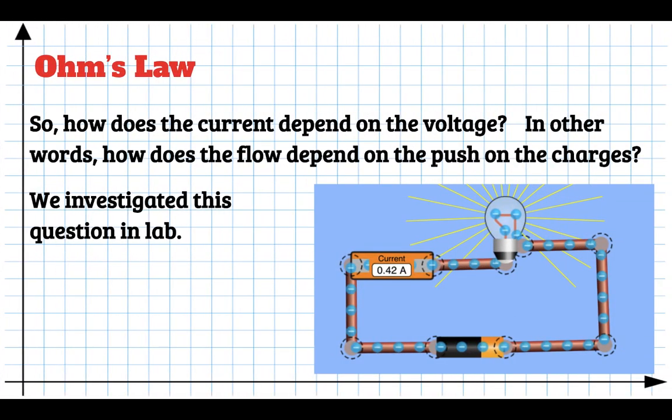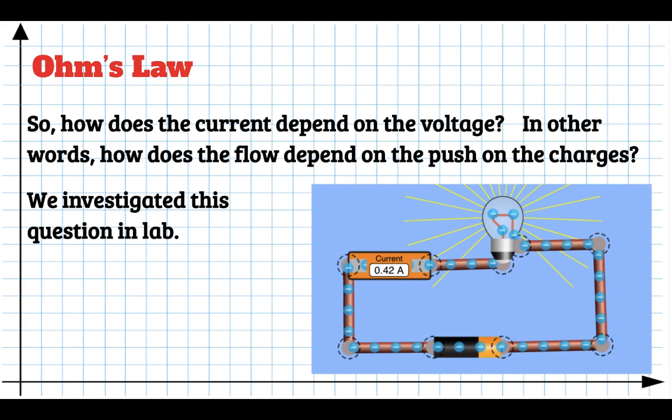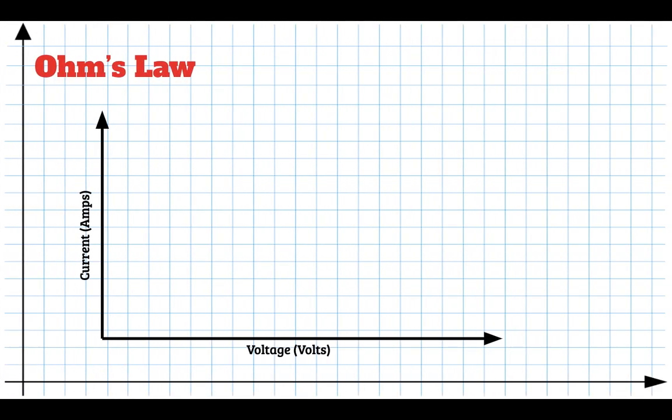So the question we asked in lab was, how does the flow of the current depend on the voltage? In other words, if we increase the push on the charges, the voltage, what happens to the flow? So we did this in lab with a little simulator. Sorry you couldn't do it by yourselves in class. It's a whole lot more fun to swap out batteries and measure the current and see the light bulb glow and stuff, but we're doing the best we can here.